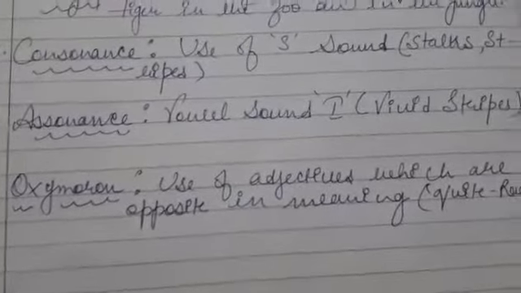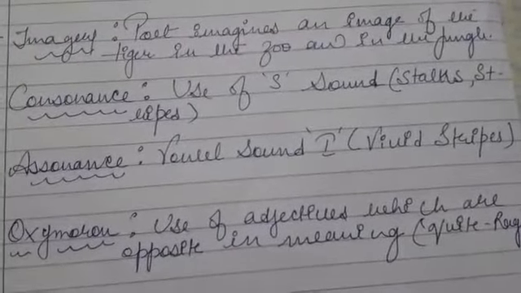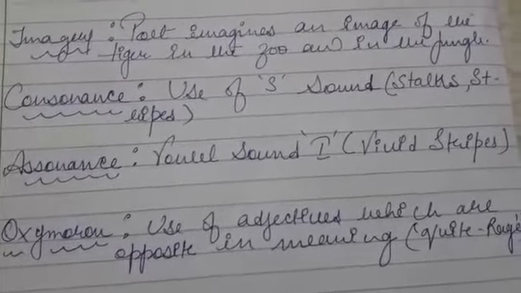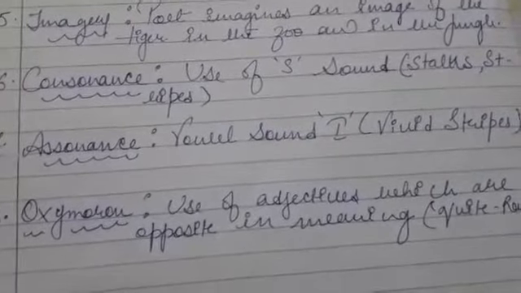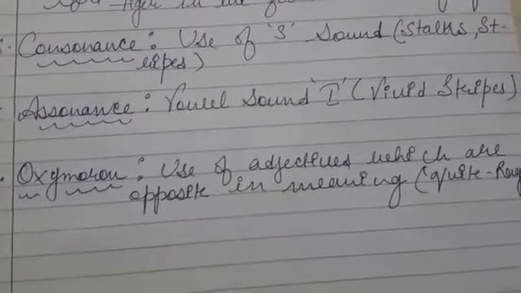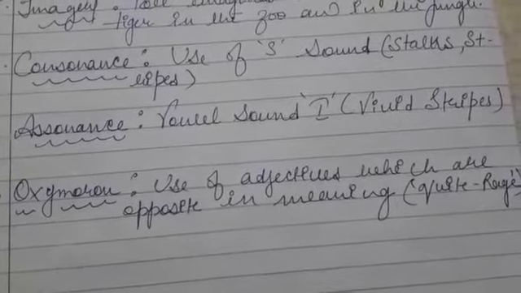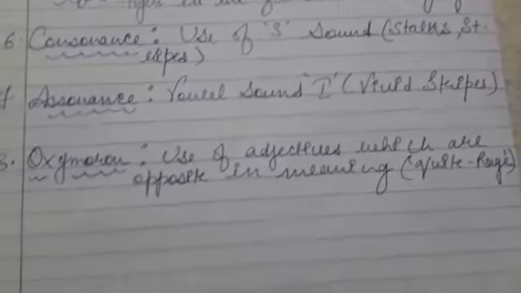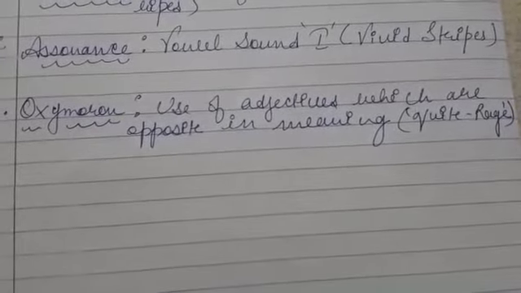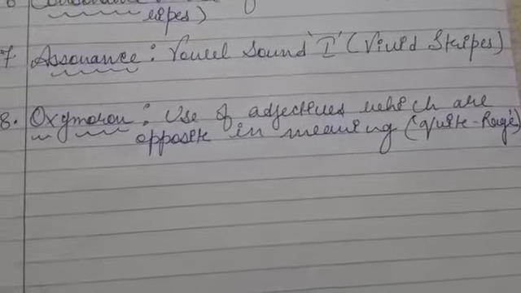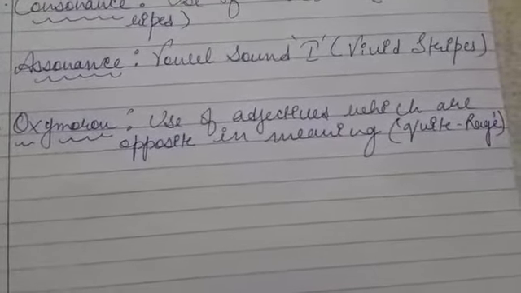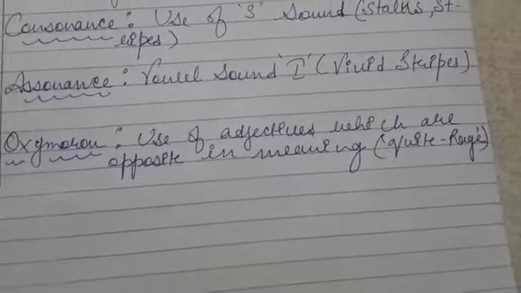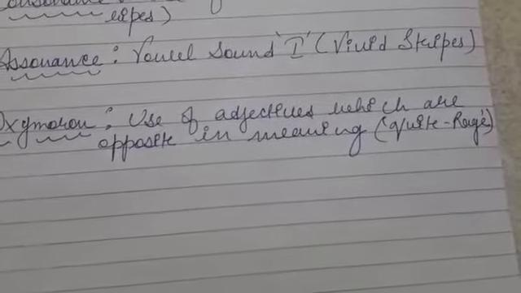Then the sixth poetic device that has been used here is consonance. Here you will find the use of the S sound: stalks, stripes. Seventh is assonance, and here you will find the vowel sound I: vivid and stripes. Then the last poetic device that has been used in this poem is oxymoron. What is oxymoron? It is basically using words which are opposite in meaning, that is, quiet rage.